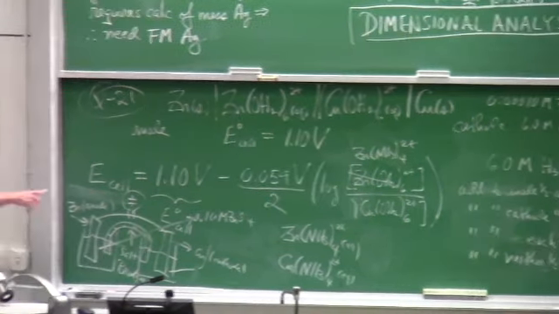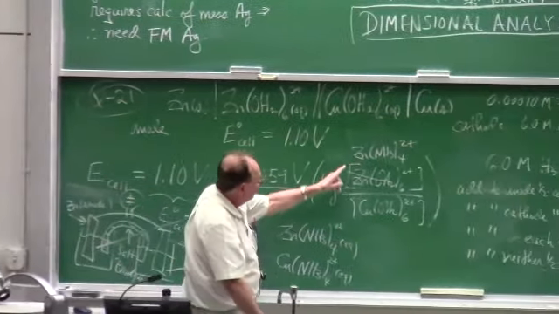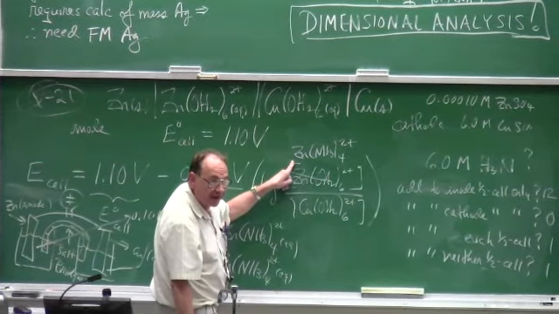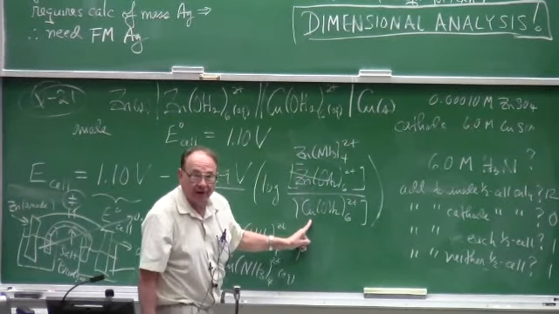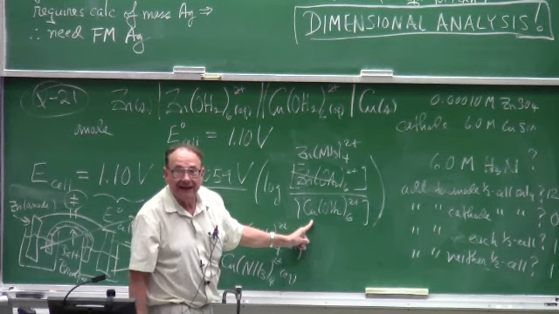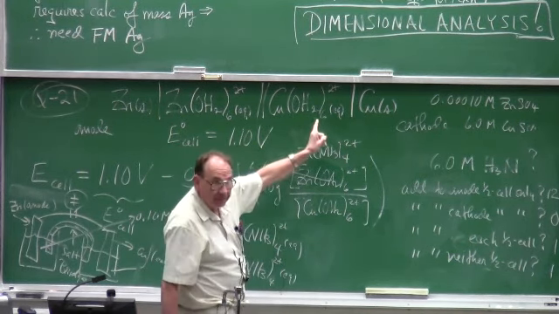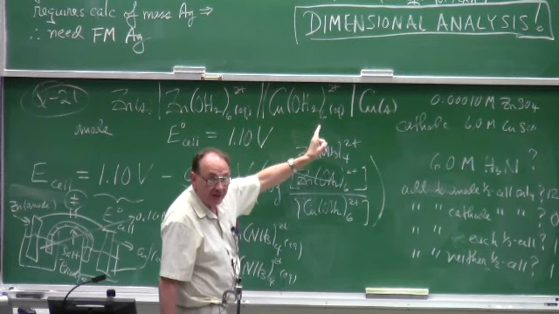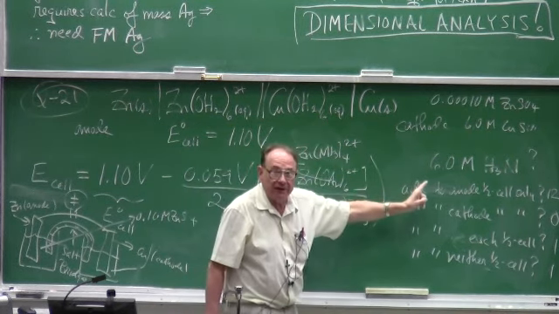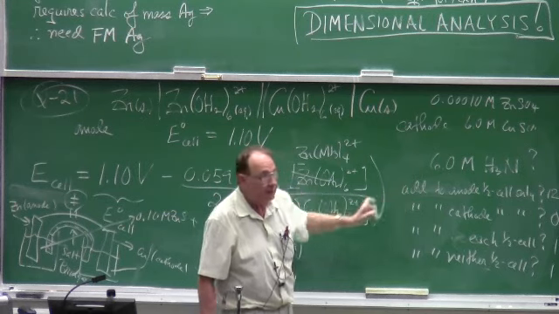So here's the system you want. Zinc ammonia complex ion in the numerator and the copper water complex ion in the denominator. That is the best system you can make compared to the water complex ions only or the ammonia complex ions only. Pick it up from this point tomorrow.